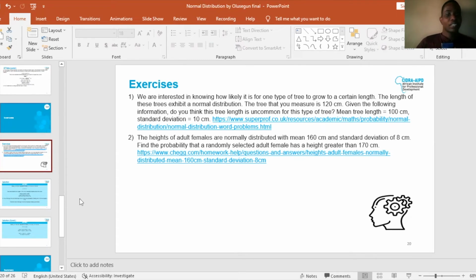So these are the exercises. We'll give about 5 minutes to try and solve them. Don't be in a rush. Understand the questions and then solve them. So you have 5 minutes.